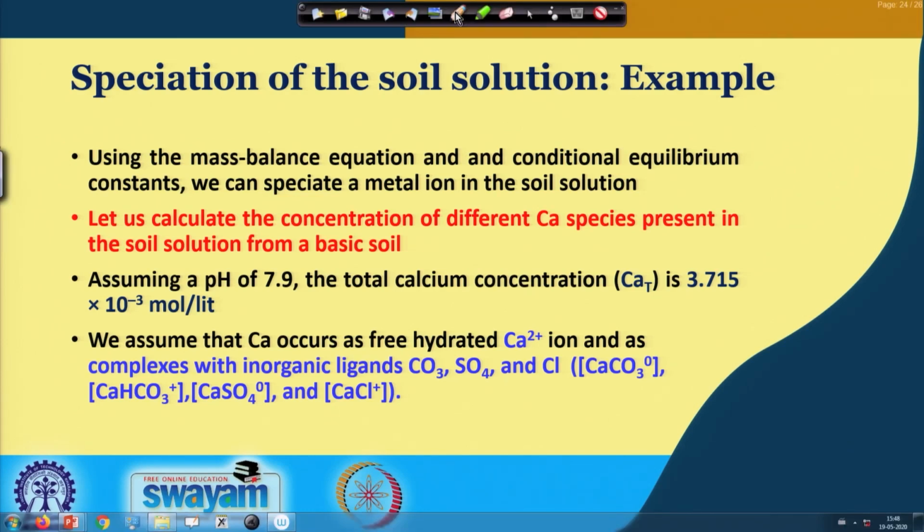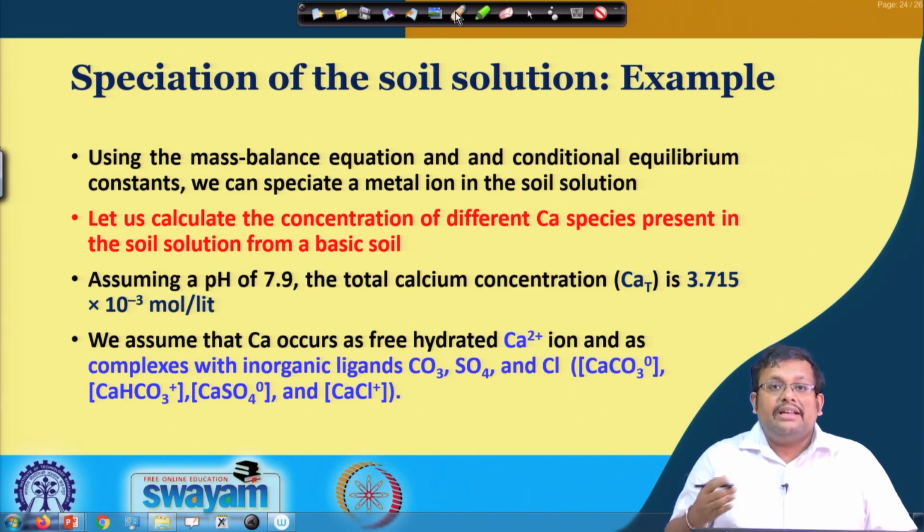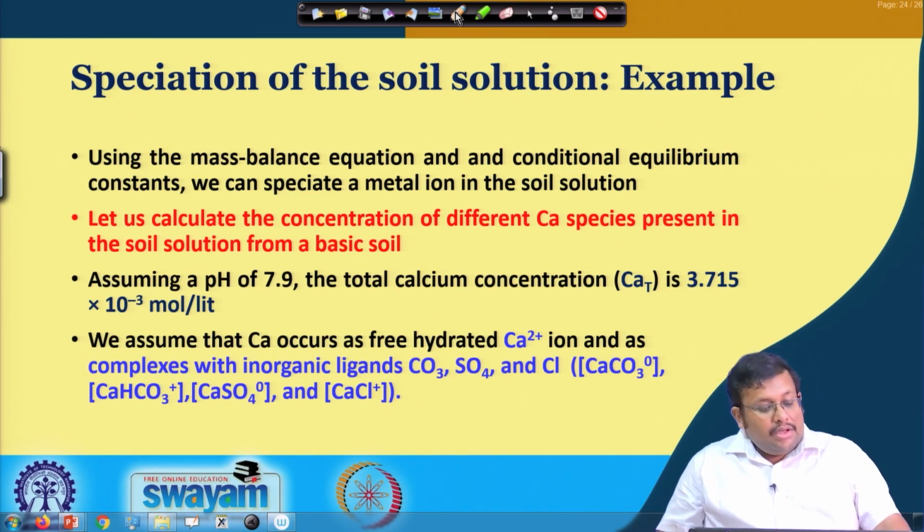In that example we are basically calculating the concentration of different calcium species present in the soil solution from a basic soil, and we assumed that at a pH of 7.9, the total calcium concentration was 3.715 multiplied by 10 to the power minus 3 mole per liter. So, we assume that the calcium occurs either as free hydrated calcium 2 plus ion, or as complexes with inorganic ligands like carbonates to form calcium carbonate, sulfates to form calcium sulfate, and chloride to form calcium chloride. Okay.